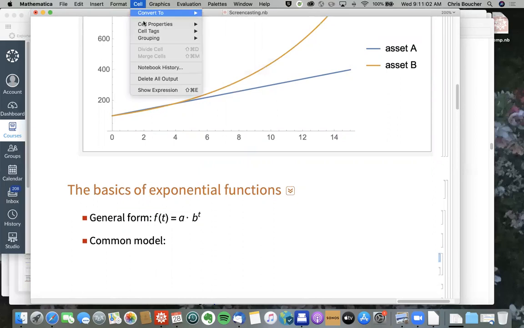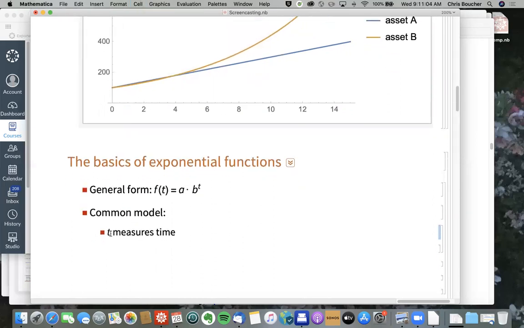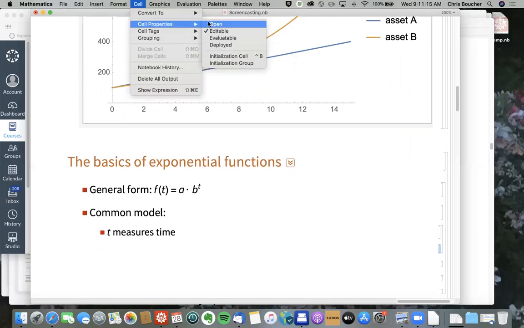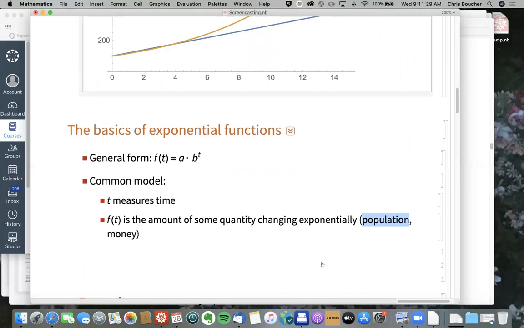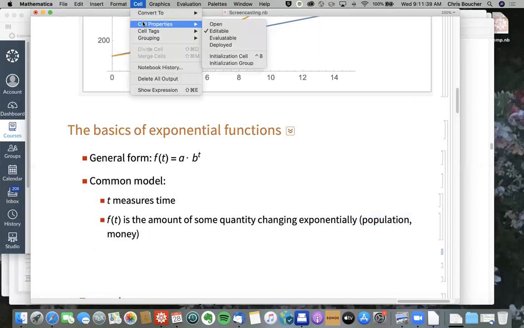It's very common with exponential models for the input variable t to measure time. Exponential models are often used to measure the change in something over time, and usually the output measures some quantity. So it's the amount of something. It could be the amount of financial value, as in the examples we were just talking about. It could be the size of a population. It could be the amount of a chemical that is decaying radioactively. There are a number of different things it could be, but a common model for exponential functions is to measure the change in the size of a quantity over time.